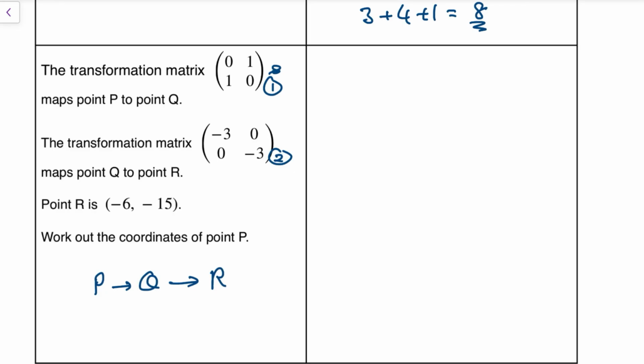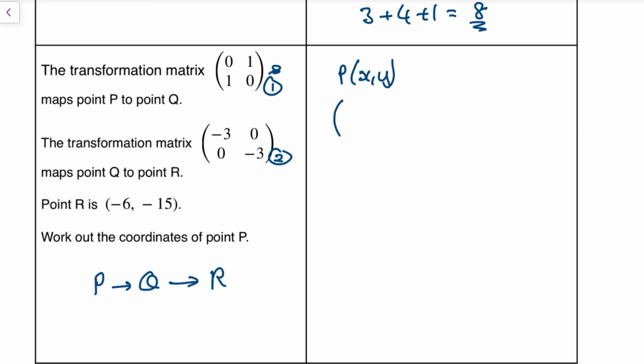All right, this is an interesting question. Now, if you did further maths A level, you do the inverse matrix, you just work it out backwards and you'd get the answer. This one's slightly trickier. So what I'm going to do is assume the point P is (x, y).